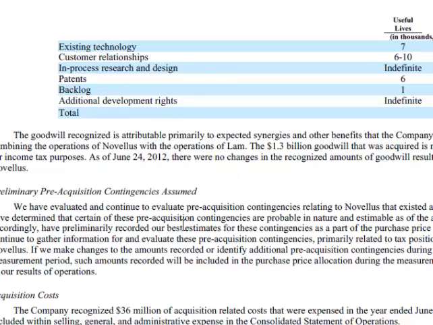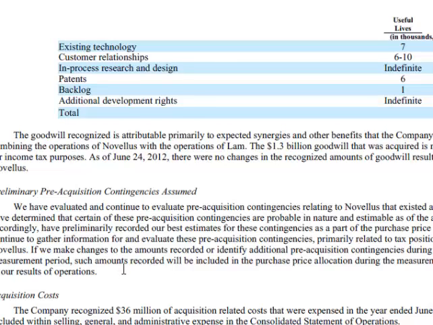Okay, so you get the idea. Right down here in this bottom section, they say, we continue to gather information for and evaluate these pre-acquisition contingencies primarily related to tax positions that we have assumed from Novellus. If we make changes to the amounts recorded or identify additional pre-acquisition contingencies during the remainder of the measurement period, such amounts will be included in the purchase price and subsequently in our operations.